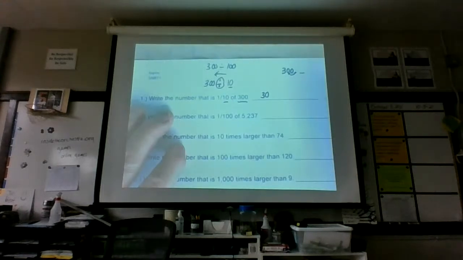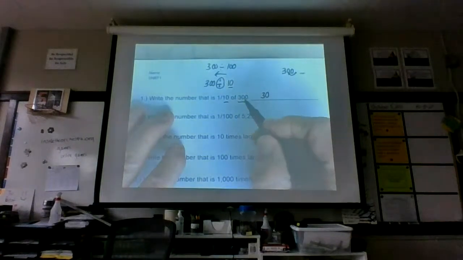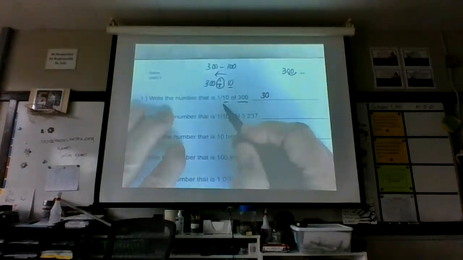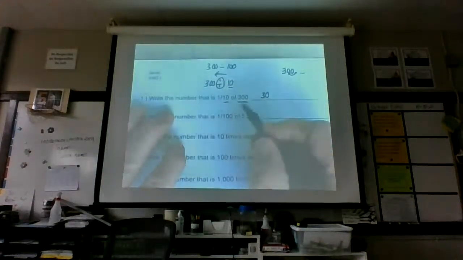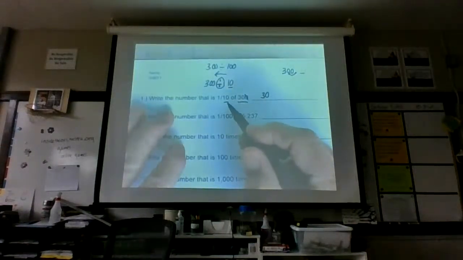30.0 is the same thing as 30. So let's take a look at what happened to our numbers. We started with 300. How many zeros are in 300? 2. And how many zeros do we have in our answer? 1. So when we divided by 1/10, it was like taking a 0 away, wasn't it? Yeah. Why did we take 1 0 away? Because 10 has 1 0.